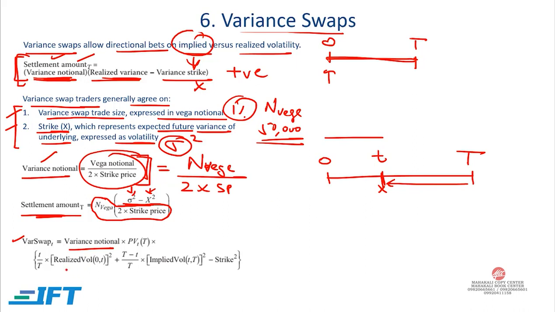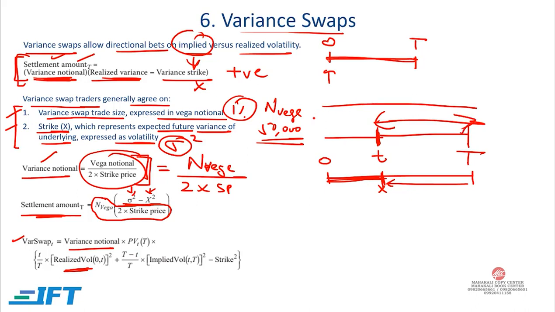Then we have the realized volatility between here and here, plus big T minus small t over big T. So that then is this fraction, the fraction of time from here to here relative to overall time. And then we multiply by implied volatility over the remaining period and then subtract the variance strike. We will apply this formula in an example on the next slide.